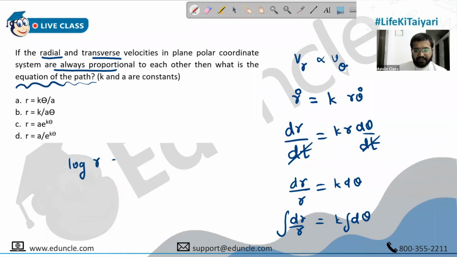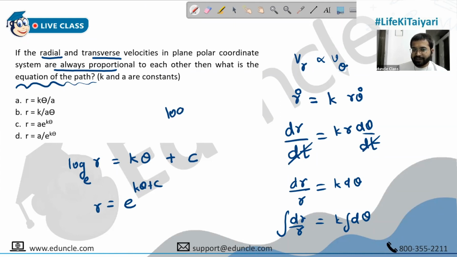Integration of dr upon r, that's log r. This is k times integration of d theta, that's theta. Let's say there is another constant c, because limits are not given to us. Have they given us initial values, final values? No. So when they don't give us initial and final values, we are supposed to write it in the form of c. Now the problem is we don't have log here. It means we are supposed to take exponent on that side. So I can write this as e raised to k theta plus c.